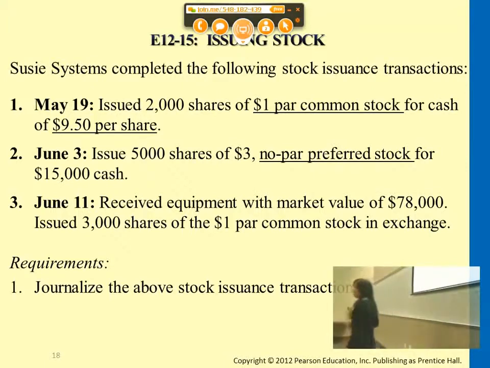Okay, for the first journal entry, May 19th, is there a premium for this case? Meaning, is the issue price higher than the face value? It is, right? The issue price here is $9.50 for each share, but the face value for each common stock is $1. So if we want to journalize this transaction, there'll definitely be cash because the company is issuing stock for the purpose of getting cash here. There'll be common stock. There's also paid-in capital in excess of par.